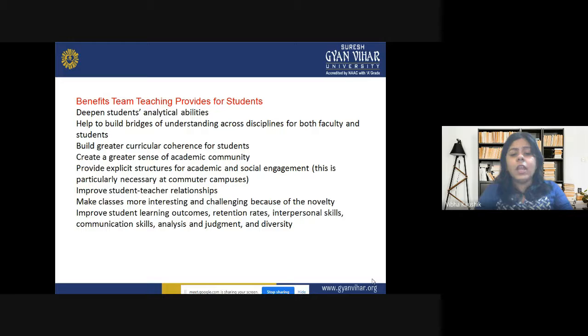Improve student learning outcomes. Through the team teaching method, we will be able to improve the students' learning outcomes on a particular subject. Retention rate, the rate of retaining a concept. Interpersonal skills, communication skills, analysis and judgment, and diversity.